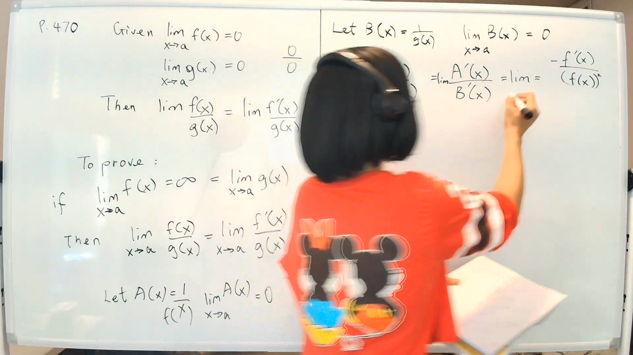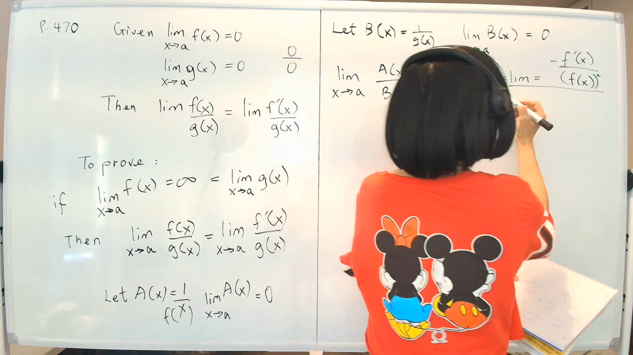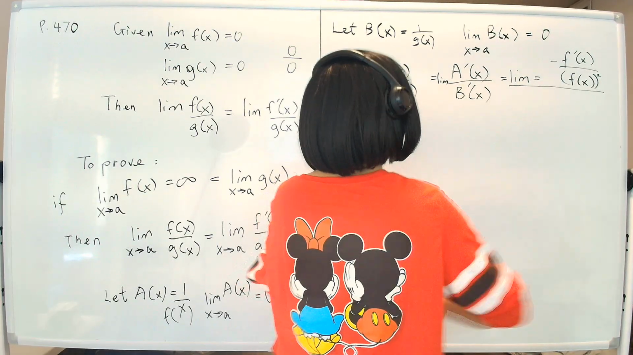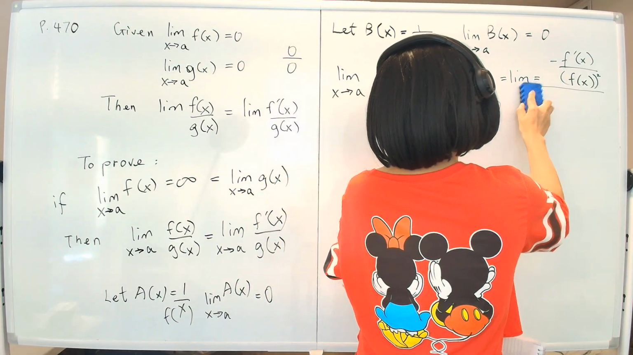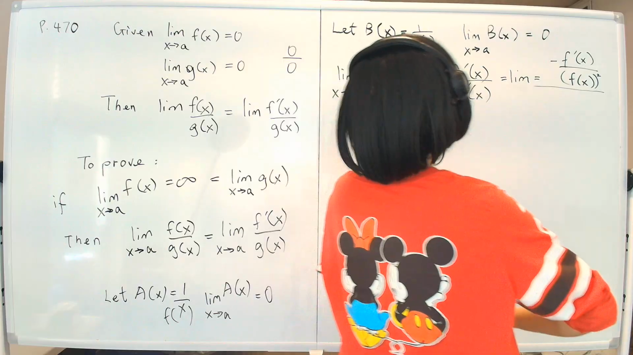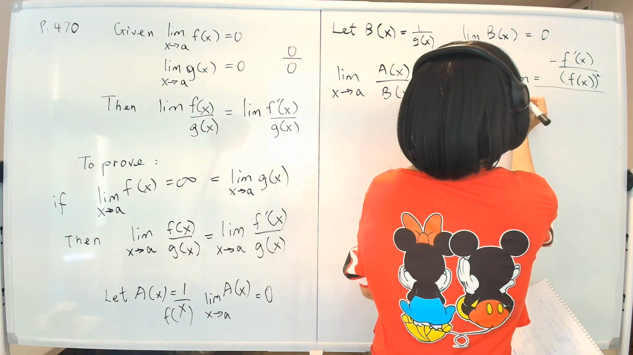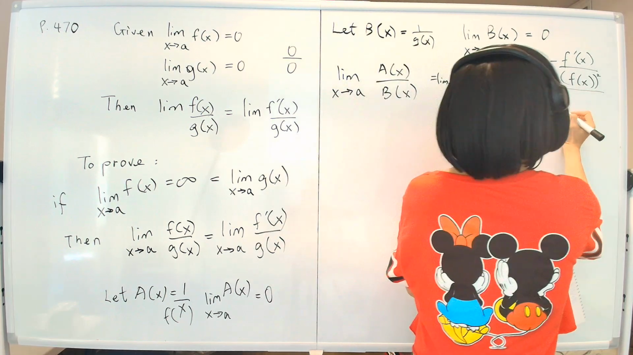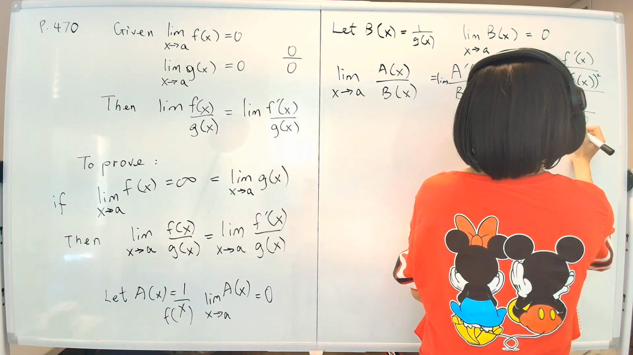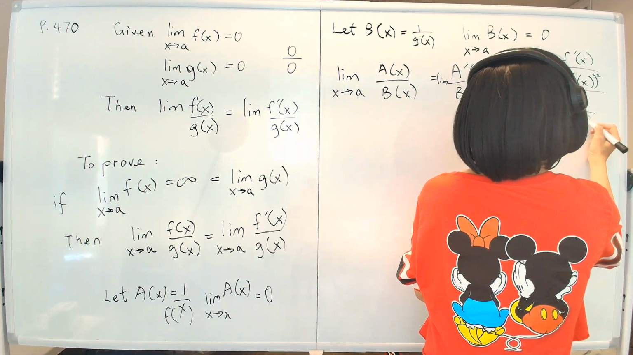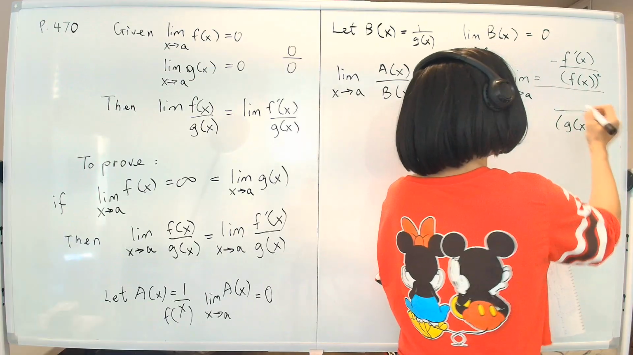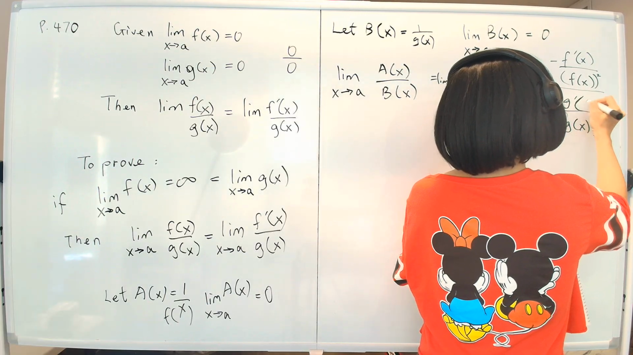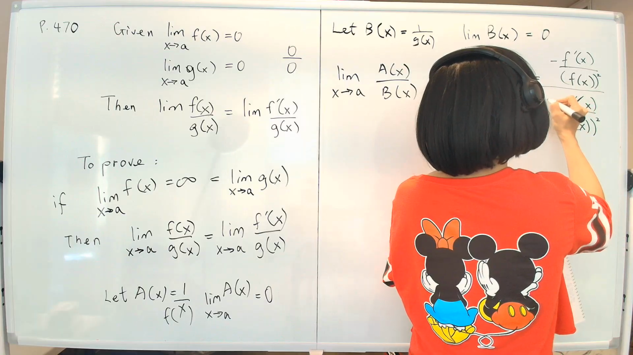And then similarly, the b of x, you take the derivative, it equals the same thing, except with g of x, x approaches a. So to take the derivative of b of x, it becomes g of x squared on the bottom, and then g prime of x on top, and don't forget the negative sign.